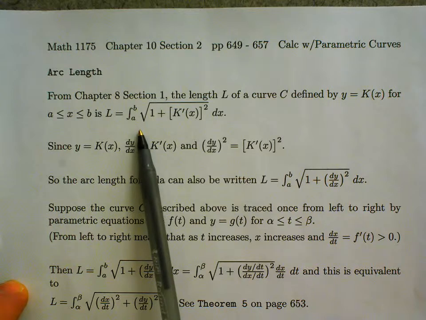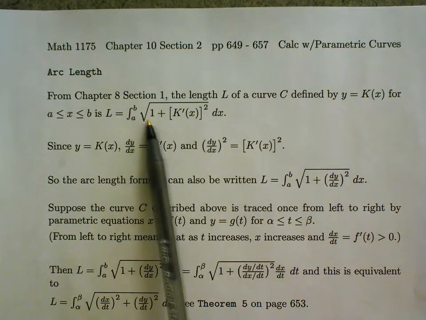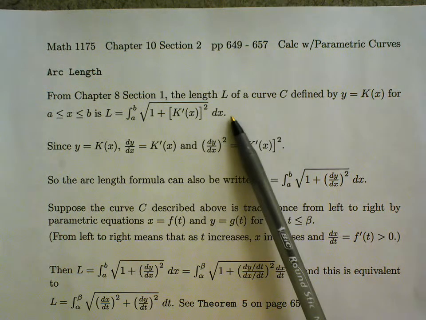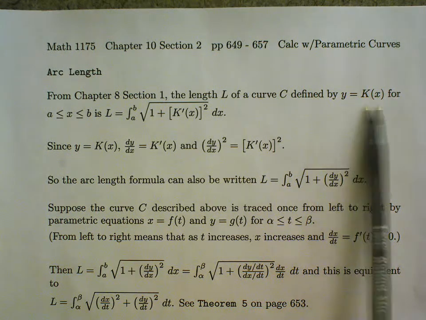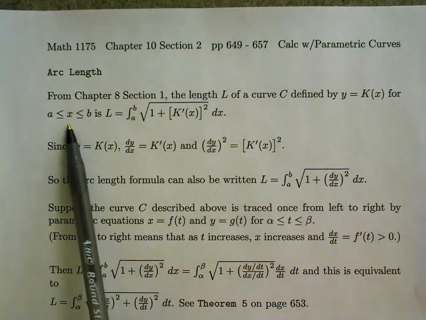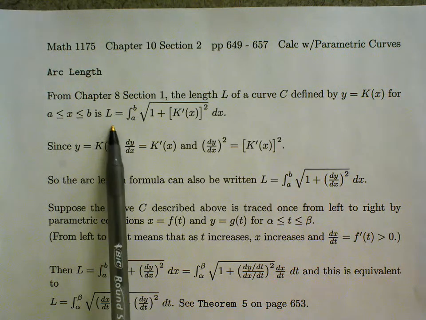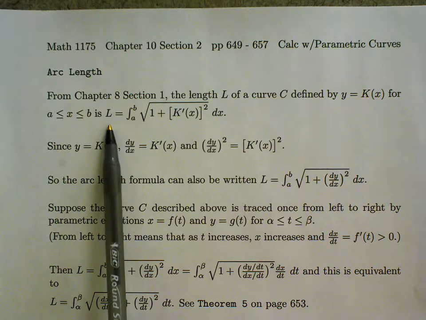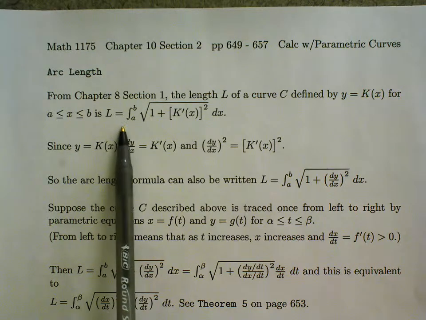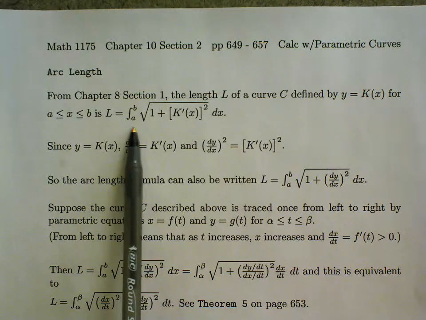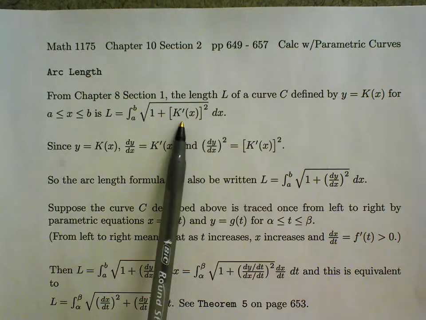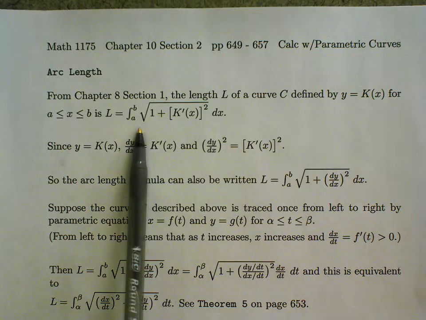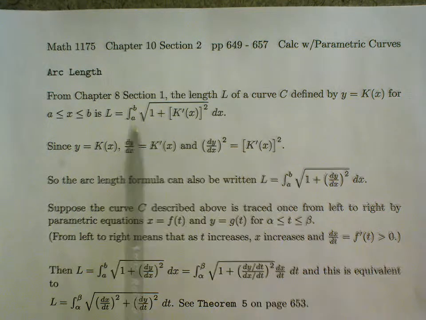Recall from chapter 8, section 1, the length L of a curve C defined by y equals k of x for values of x between a and b. The arc length, or the length of the curve, is the definite integral of the square root of 1 plus the square of the derivative of k from x equals a to x equals b.